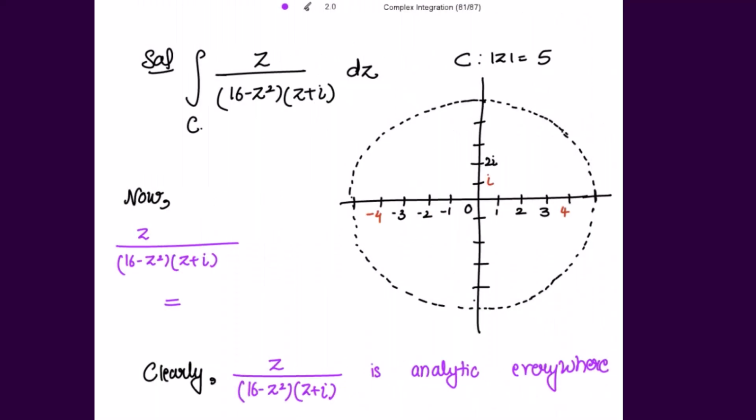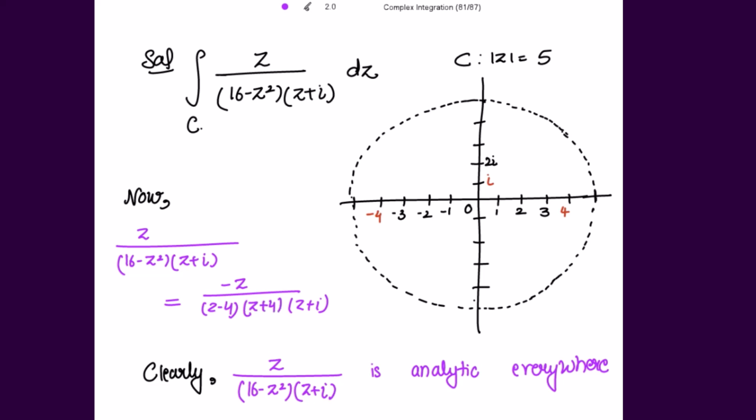So this is your given integral, and this is the circle C with the radius 5. I can write z over (16 minus z²)(z plus i) as follows: if I take the factors, I get 4 minus z and 4 plus z and z plus i. To avoid 4 minus z, I need to write this as z minus 4, and here a negative sign appears in the numerator, and this can be written as z plus 4.